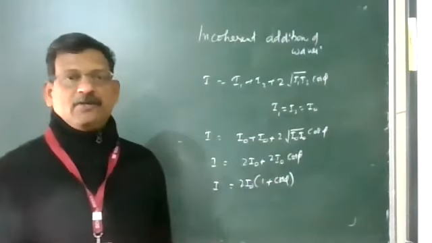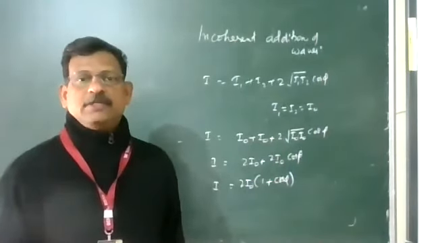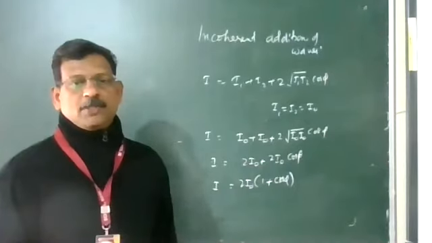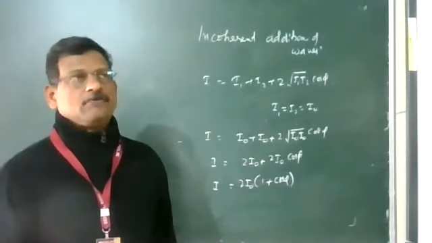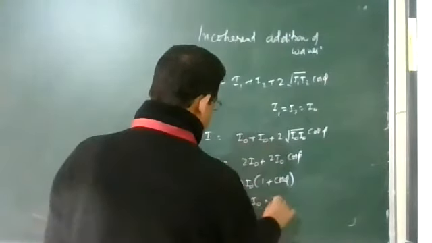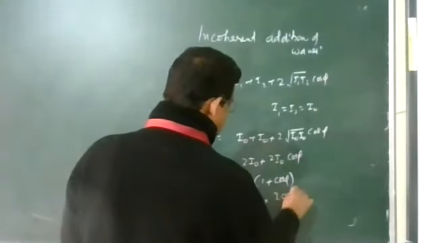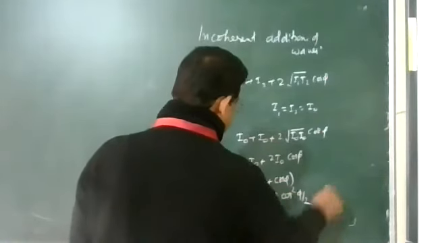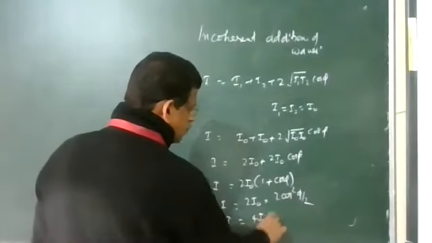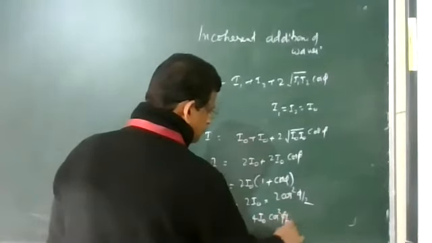1 plus cos phi can be changed in terms of cos 2 theta. How will you change 1 plus cos phi in terms of cos of half the angle? It will be equal to 2 cos square phi by 2. So the resultant intensity I equals 4 I0 cos square phi by 2.